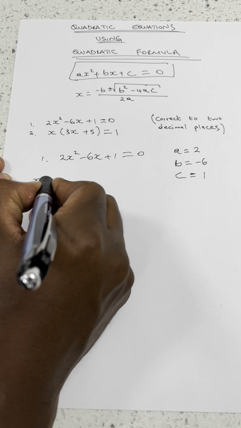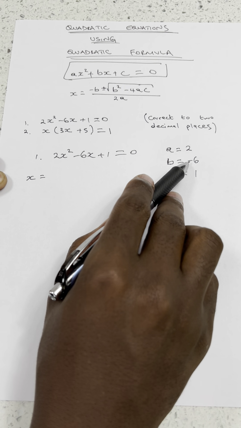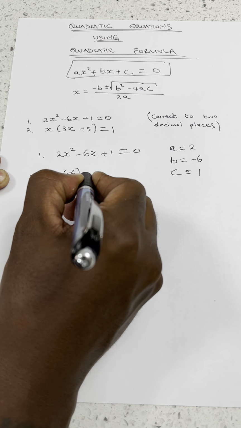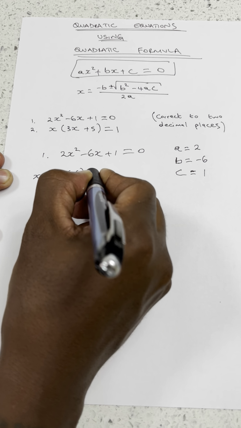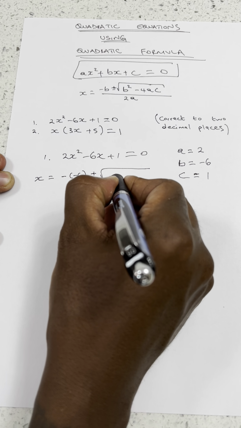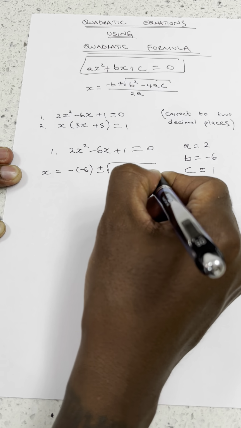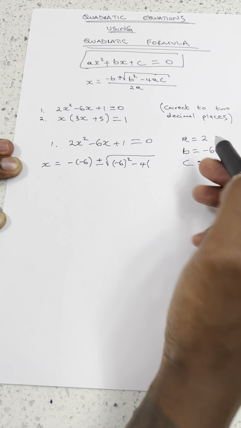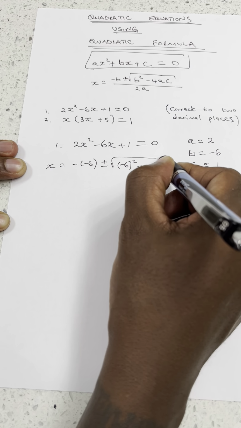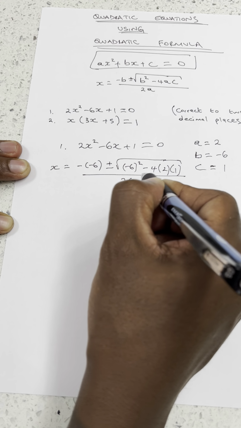So our x will be equal to negative b, that is negative of negative 6. This is negative 6 plus or minus the square root of b squared. This is negative 6 squared minus 4. Our a in this case is 2. Our c is 1. All of this over 2a.